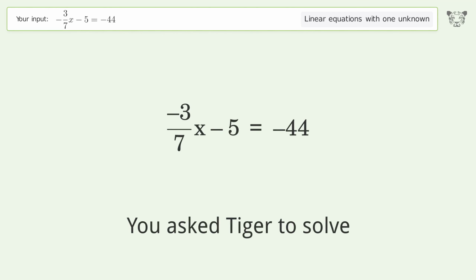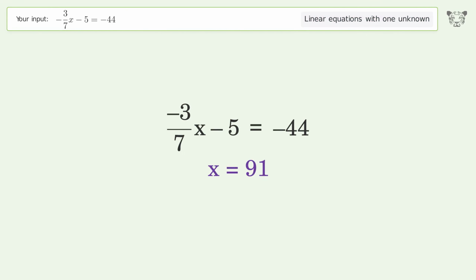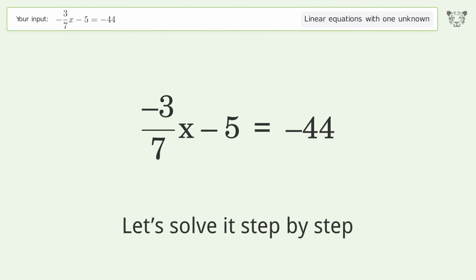You ask Tiger to solve. This deals with linear equations with one unknown. The final result is x equals 91. Let's solve it step by step.